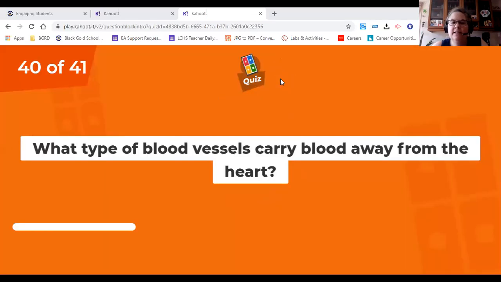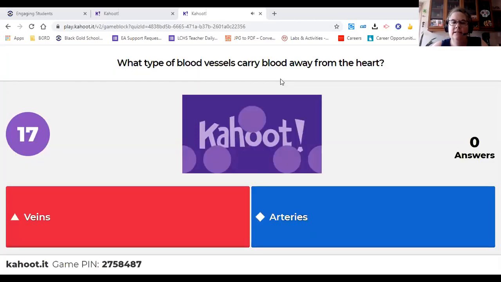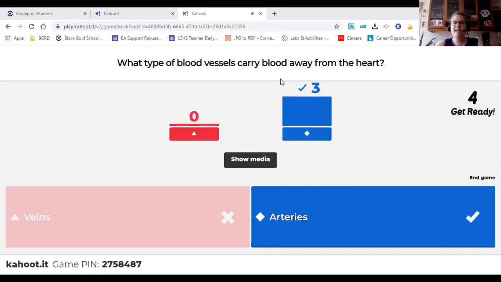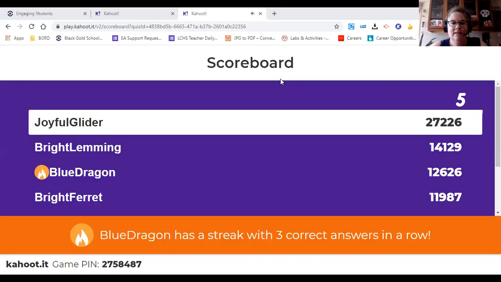What type of blood vessels carry blood away from the heart? Veins, arteries. Excellent. A is for away. Perfect. All right.